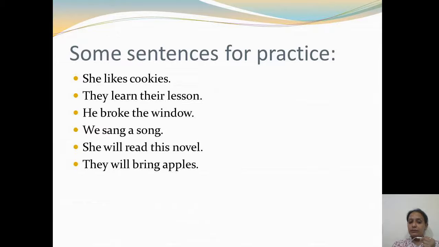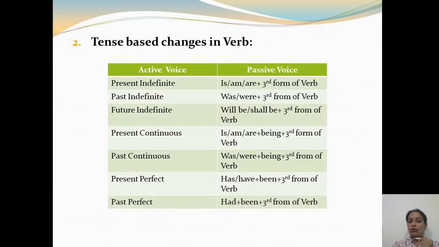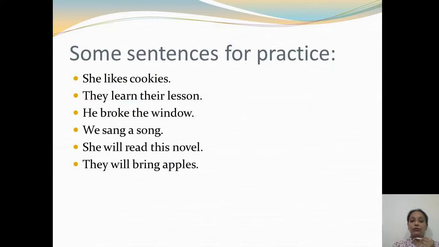The fourth sentence is also in past indefinite tense. Now let's see who is the doer of action in this sentence. We have "we" as the doer of action, and the receiver of action is song. Again, according to the rule of the past indefinite tense, we will change it into was, were plus the third form of sang, that is sung. So the sentence in the passive form will be: A song was sung by us. I repeat, a song was sung by us.